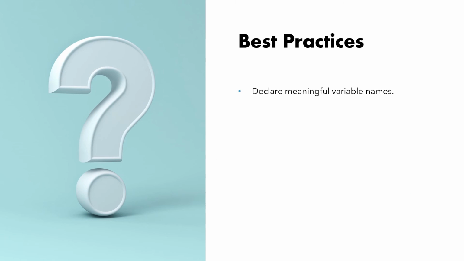Here are some of the best practices to write code. Declare meaningful variable names. Write clear and consistent code. Add comments to explain your code.